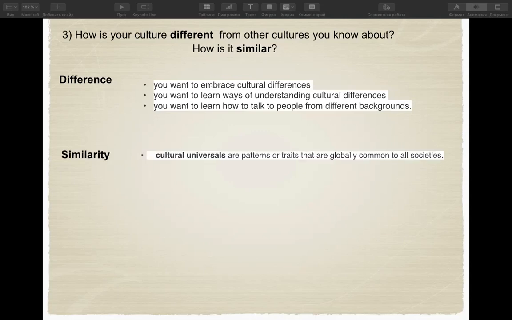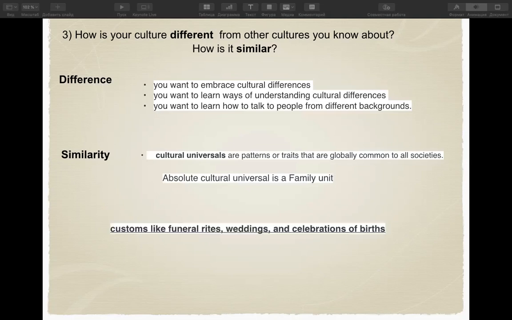Cultural universals are patterns of traits that are globally common to all societies. Cultural universals are patterns or traits that are globally common to all societies. And absolute cultural universal is a family unit.